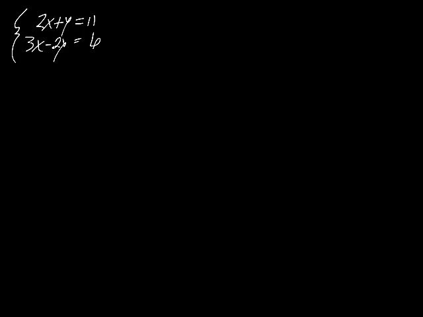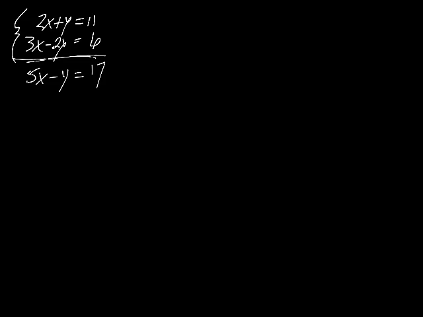So what I'm going to do with the elimination method is I'm going to add or subtract my equations to each other. So let's say that I add my 2x and 3x, and I get 5x, and I add my y plus negative 2y, and I get negative 1y, and that equals 17.